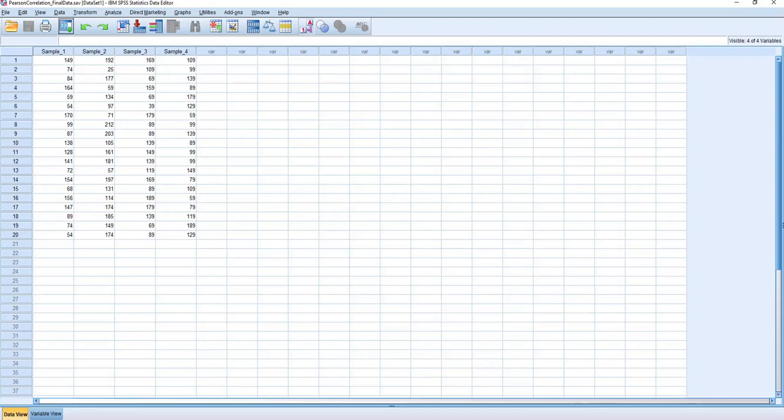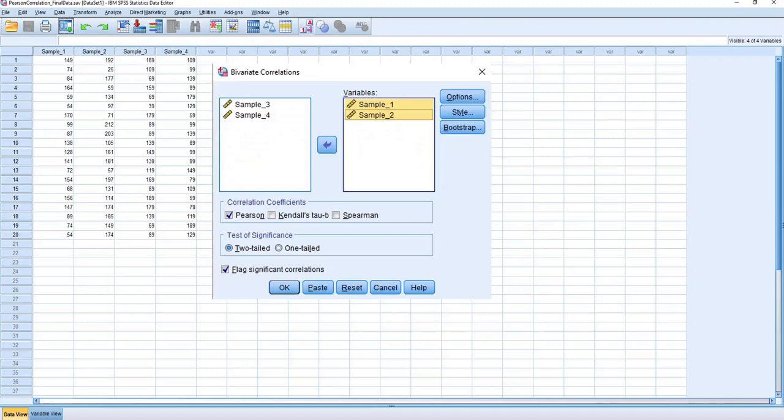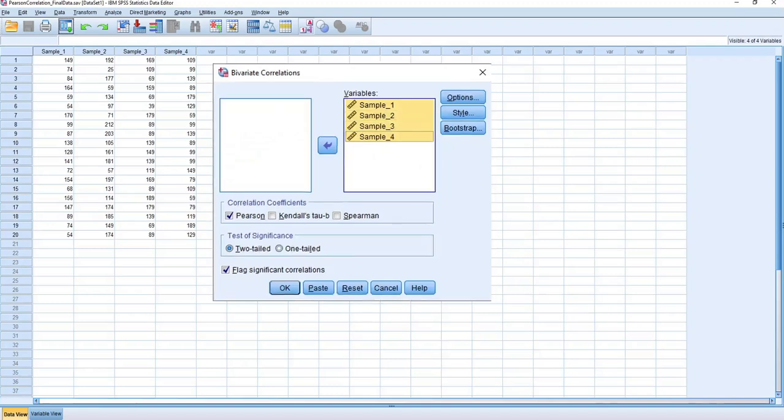As you can see, this dataset consists of 4 sample variables. From this set of data, you can perform the Pearson's correlation on only 2 sample variables, or perform the Pearson's correlation on all 4 variables, just as we are going to do later.